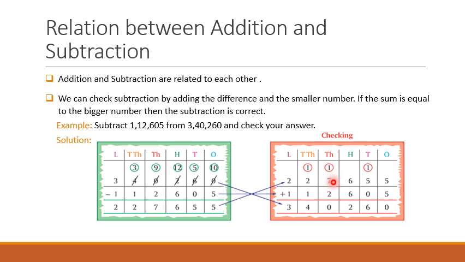7 plus 1, 8 plus 2, 10. So again write 0 here. 1 is given as carry. 1 plus 2, 3 plus 1, 4. Here 2 plus 1 gives me 3. Now you can see this sum is equal to the bigger number. So in this way we can check our answer of subtraction. If this sum comes out to be the same number as the bigger number in our subtraction, then we can say the subtraction is correct.